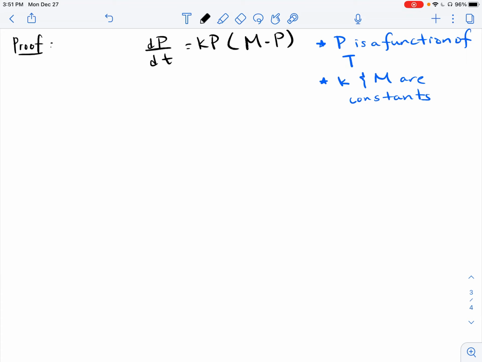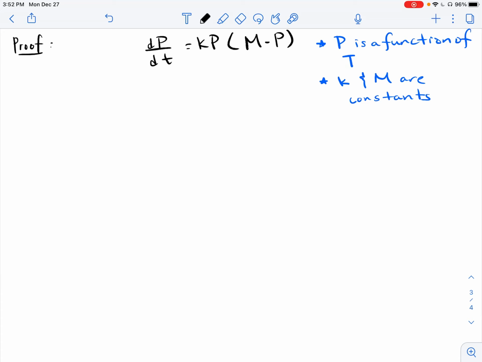And a couple of things about this that I should highlight before we start. First off, we should know that P is a function of some t value, that is to say, time. And we should also know that K and M are constants, which is going to help us when we're doing some integration later on in this proof. So let's start here. We've got a differential equation.